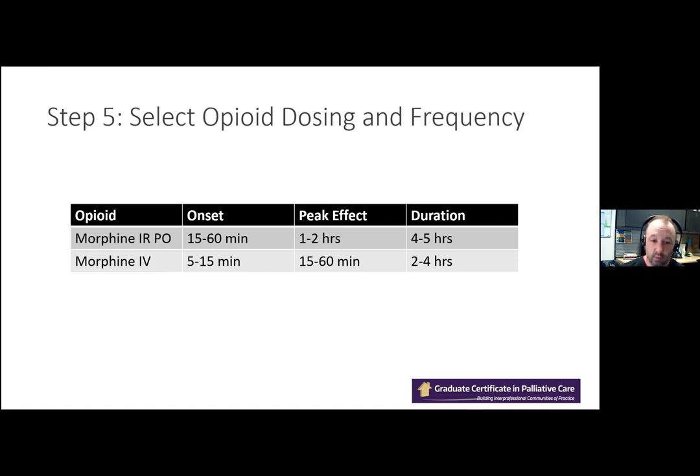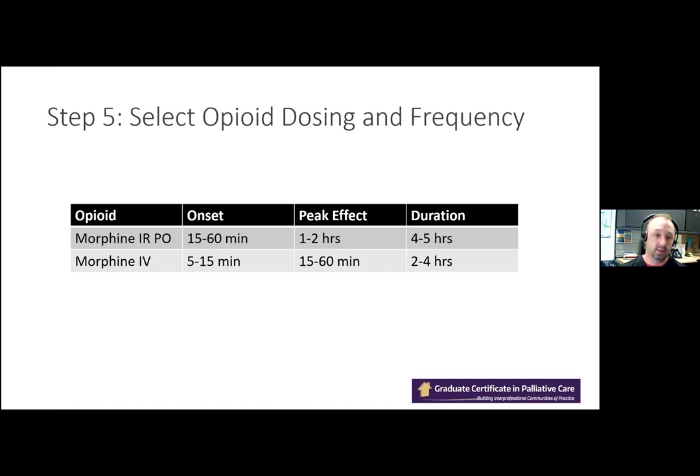IV morphine has a more rapid onset, and that's something to consider in the context of what's going on with the patient too. Are they likely to need to have times where they just need some quick relief? Then IV is preferable in that setting. The onset of action is 5 to 15 minutes, and for many patients, that ends up being around 10 minutes.